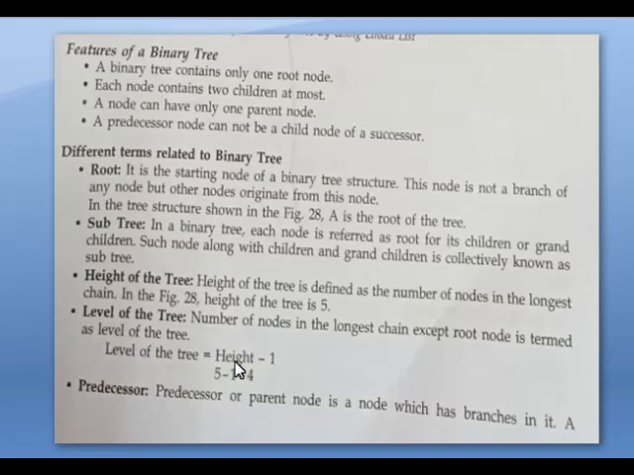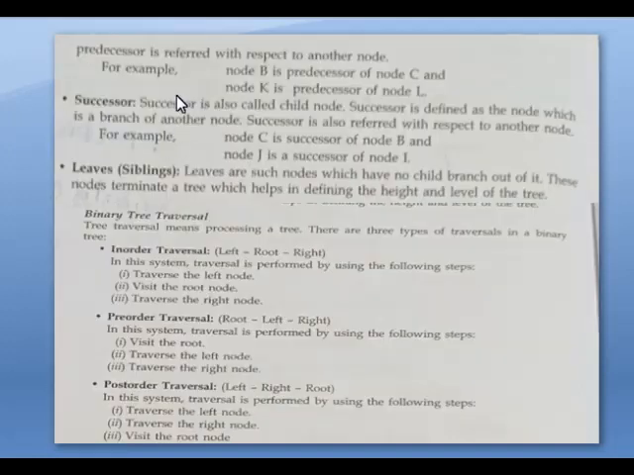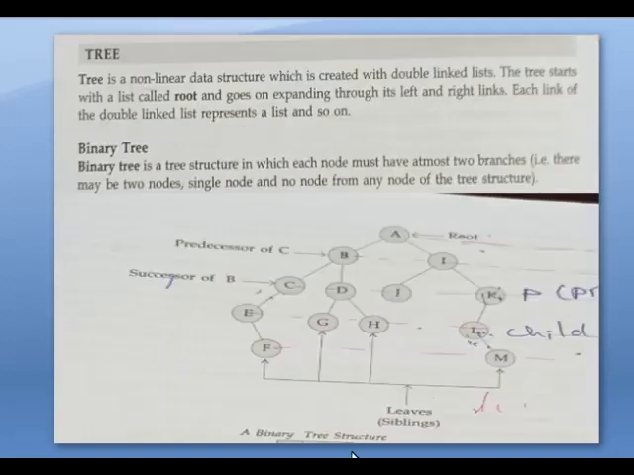So now we are going to see the predecessor. Predecessor or the parent node is a node which has branches in it. Now a predecessor is referred to with respect to another node. For example, node B is the predecessor of node C. Here node B is the predecessor of this node C, and node C is the successor of node B. So successor is also called the child node.